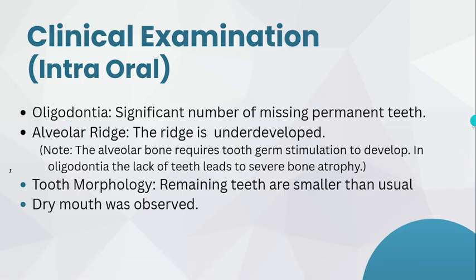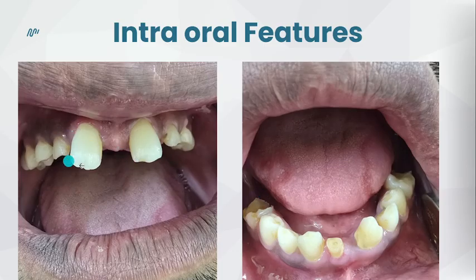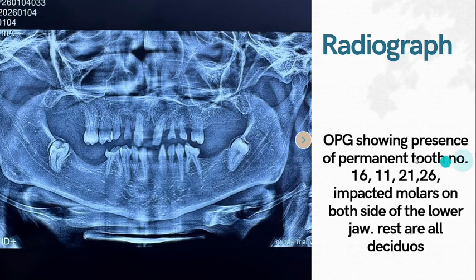In the intraoral examination, we saw that the upper central incisors were permanent ones. From the X-ray, in the upper jaw he had two permanent central incisors and two molars. In the lower jaw, he had two premolars, I guess first premolars, and two molars which were impacted, which is also a sign of oligodontia. It could be syndromic or non-syndromic.